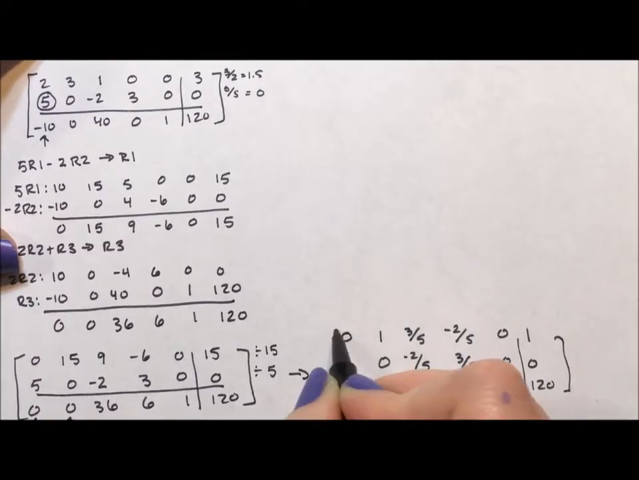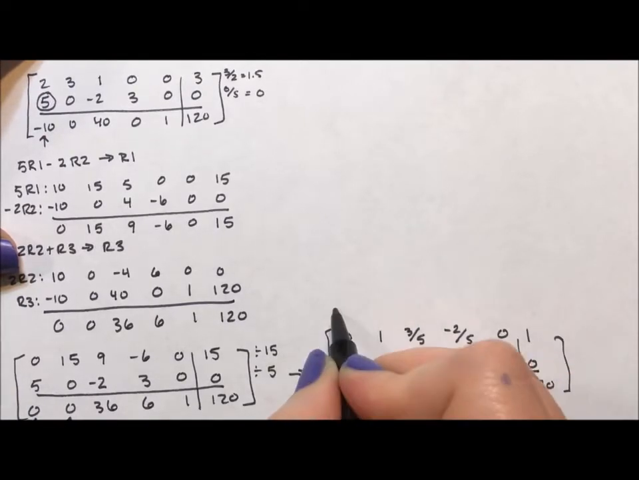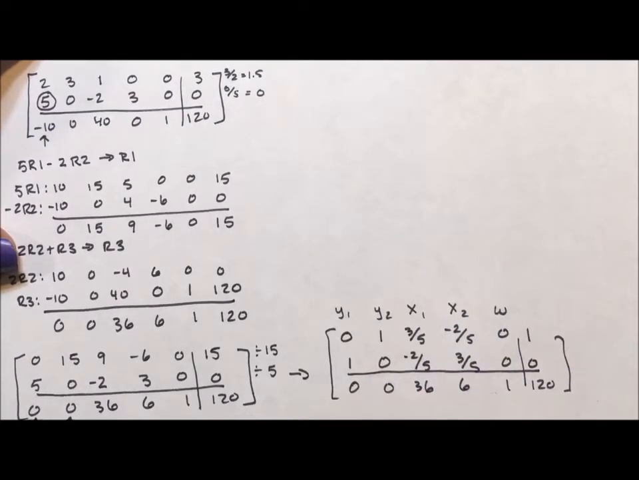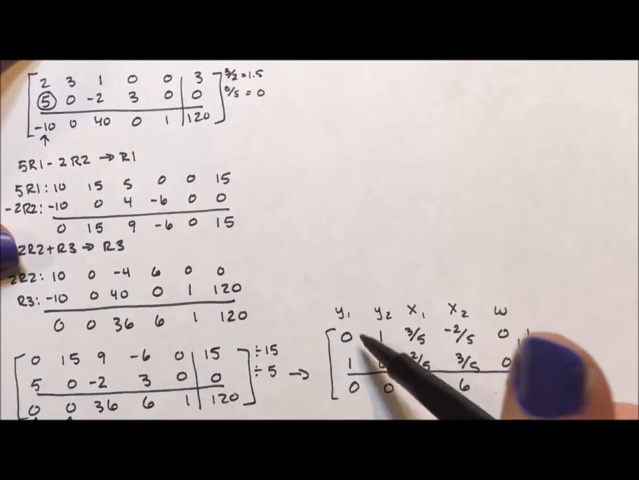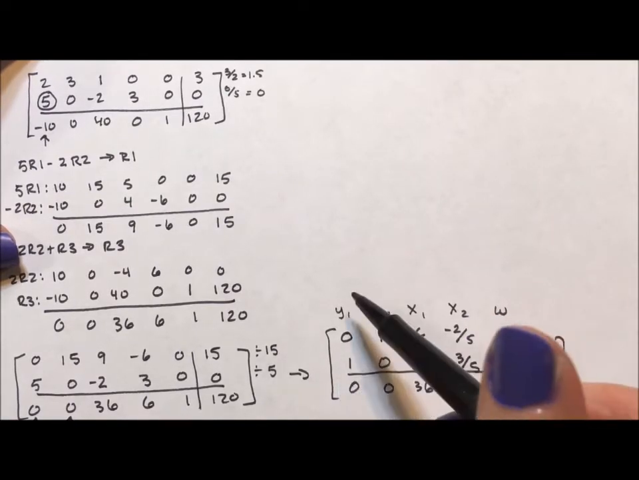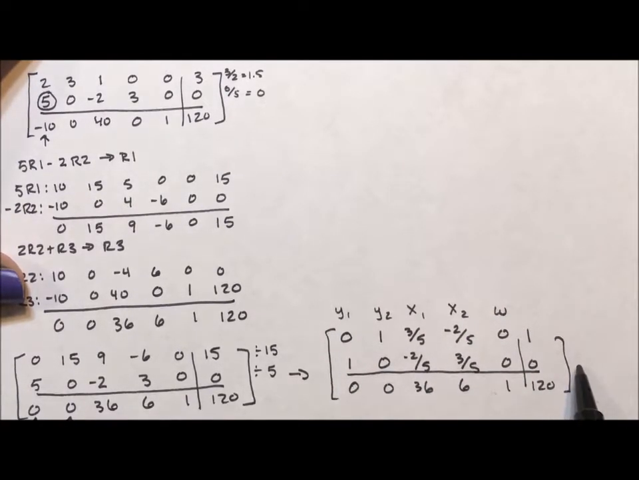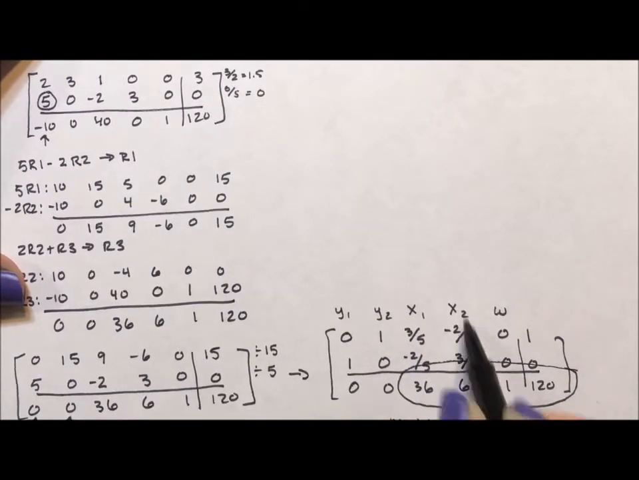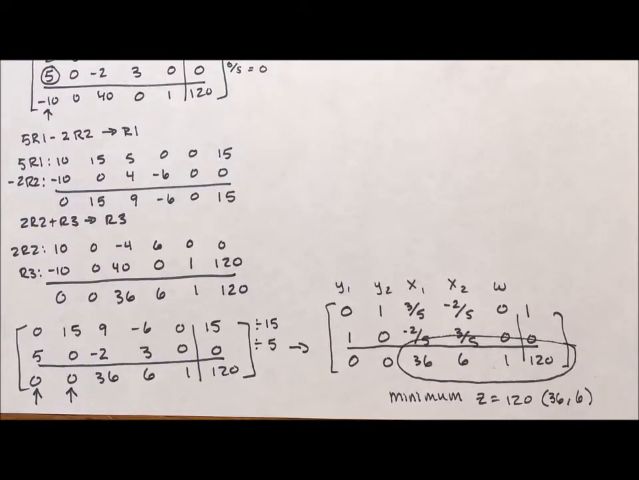Okay, so here is how we read our solution. This is not our normal simplex, this is dual. So notice that this is y1, not x sub 1. Because we're minimizing, we actually can pull our whole answer from down here. We find out that the minimum value is z equaling 120 when x sub 1 is 36 and x sub 2 is 6. So there is our answer.